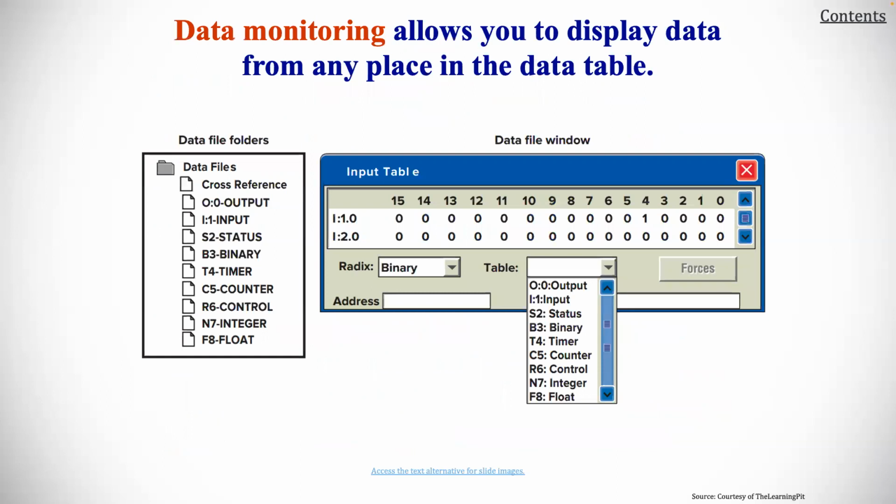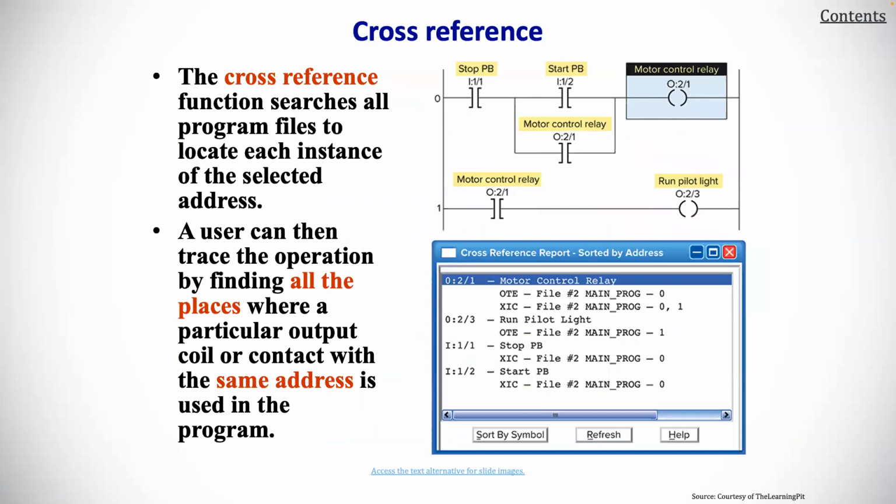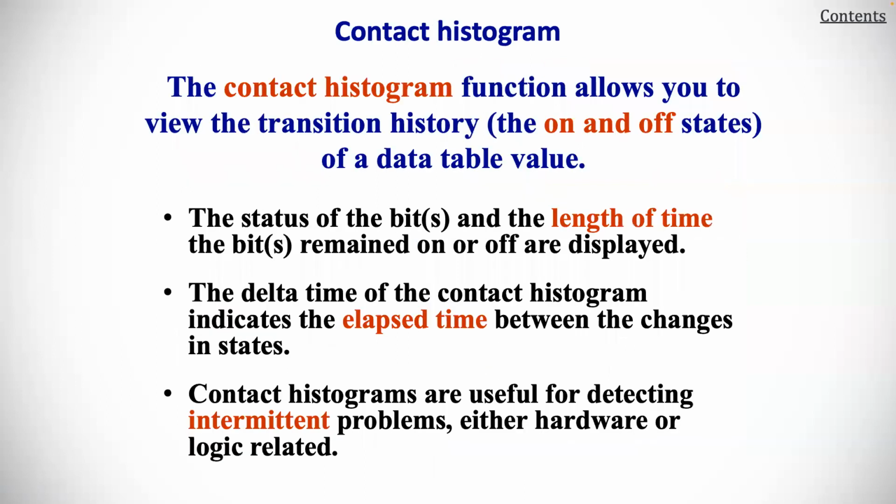Data monitoring allows you to display the data from any place in the data table, so that can be a useful thing. Cross-reference functions search all program files to locate each instance of a selected address. A user can then trace the operation by finding all the places where a particular output coil or contact with the same address is used in the program.